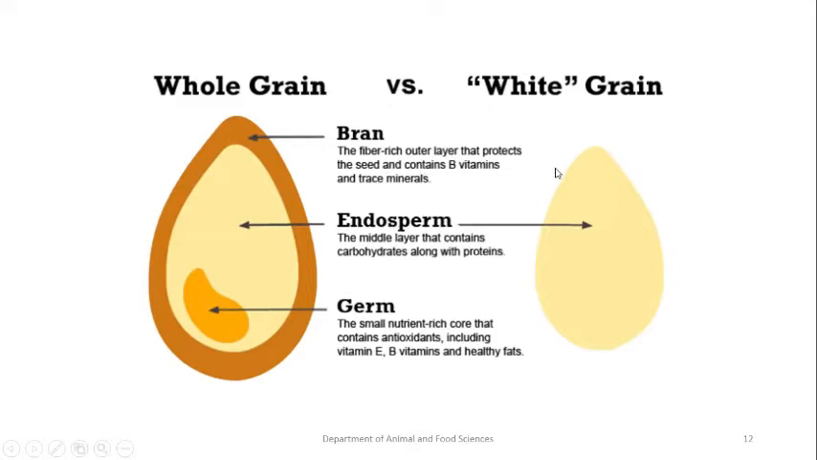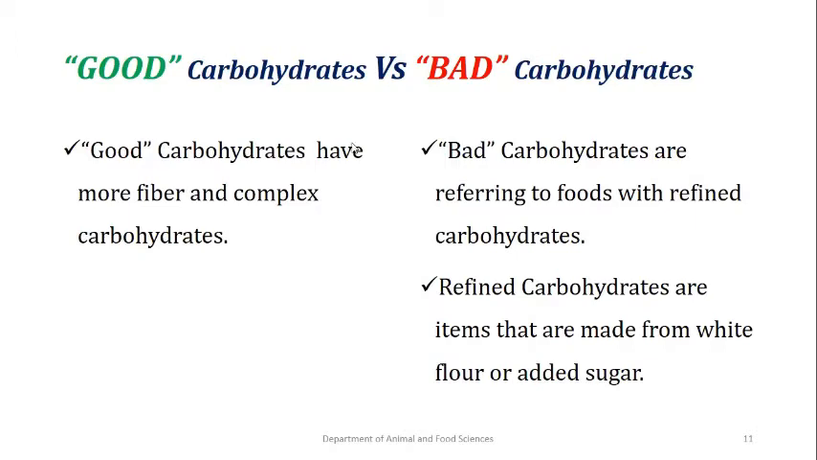Micronutrients such as vitamin B and minerals. So in the refining process, bran as well as germ is removed, and what remains is only the endosperm, which consists of starch. Refined carbohydrates are considered bad carbohydrates. We have to take lots of complex carbohydrates with our diet. In general, good carbohydrates are the complex carbohydrates, and bad carbohydrates are the refined carbohydrates.